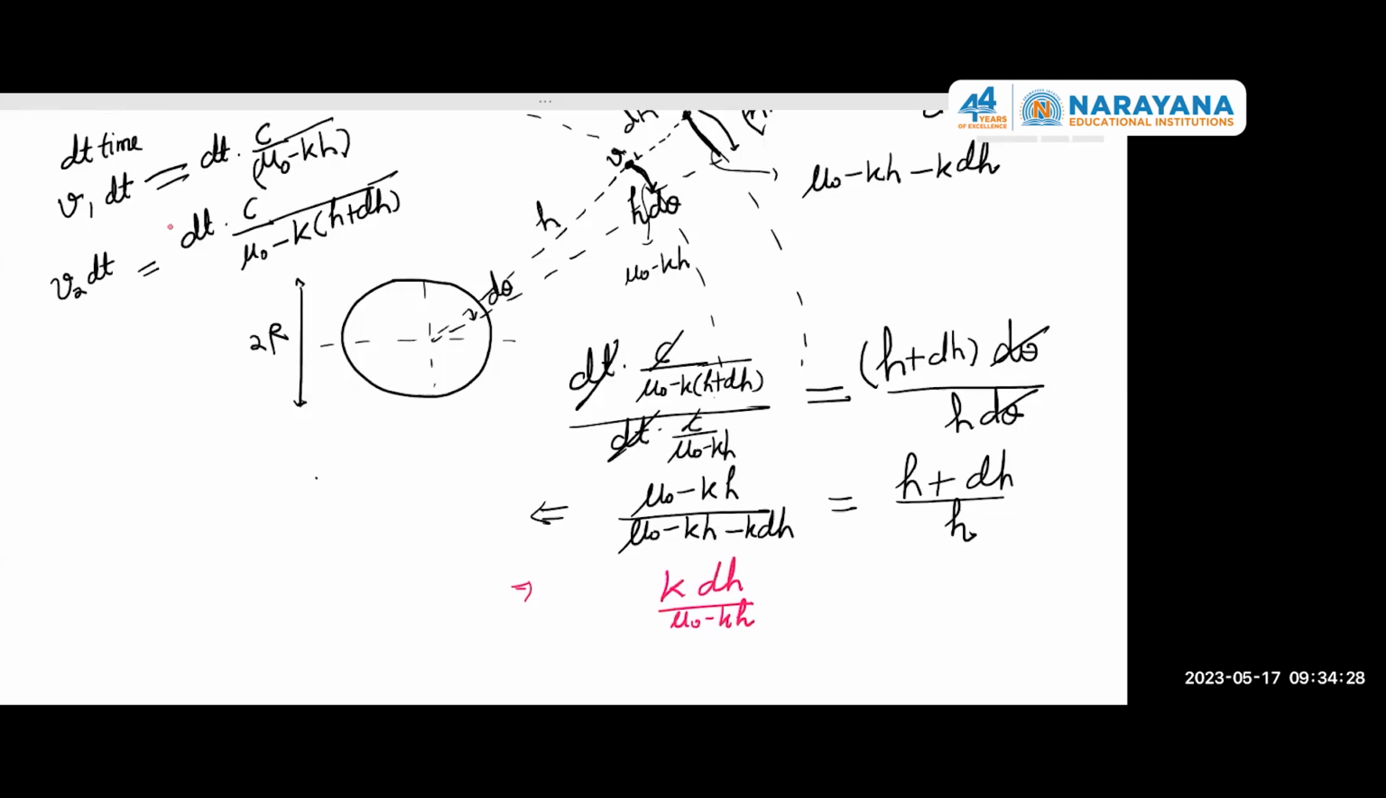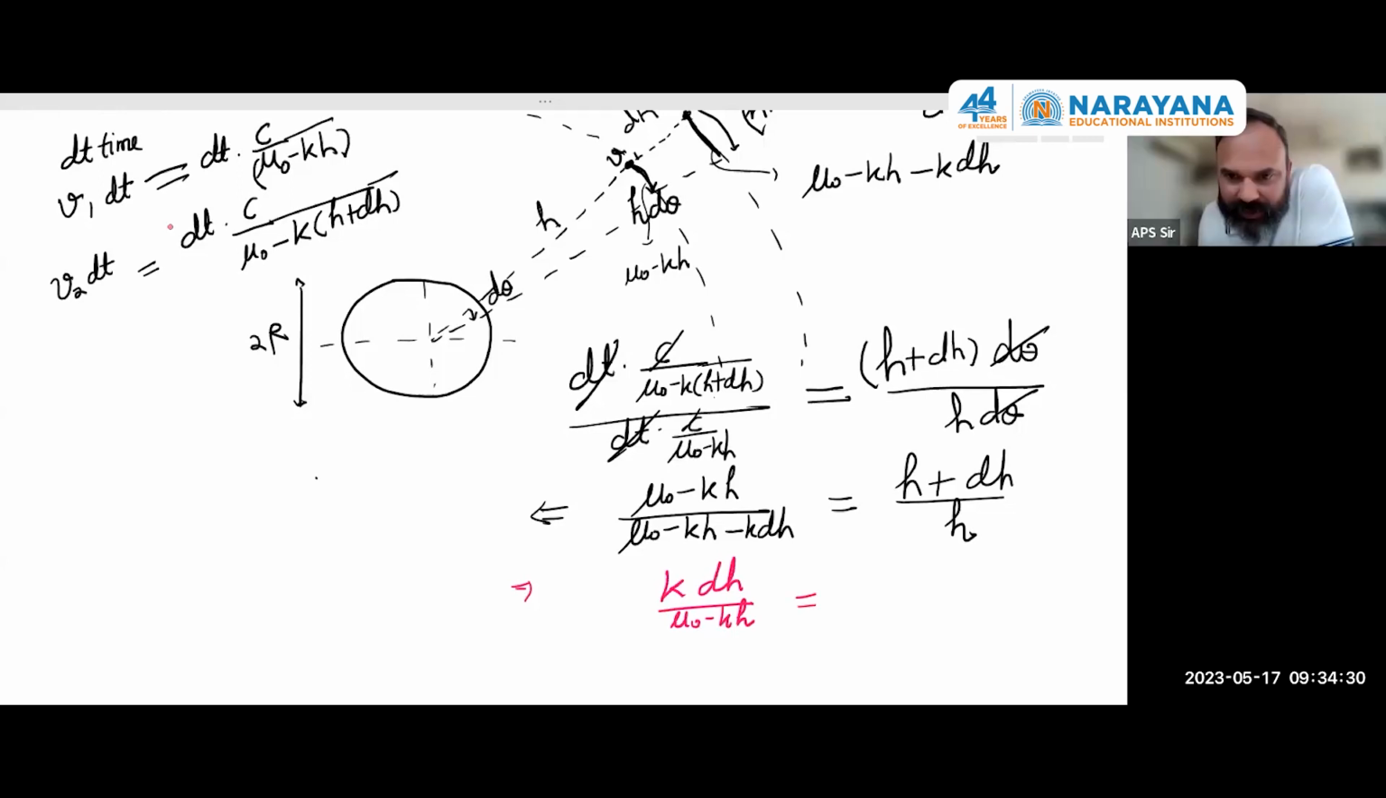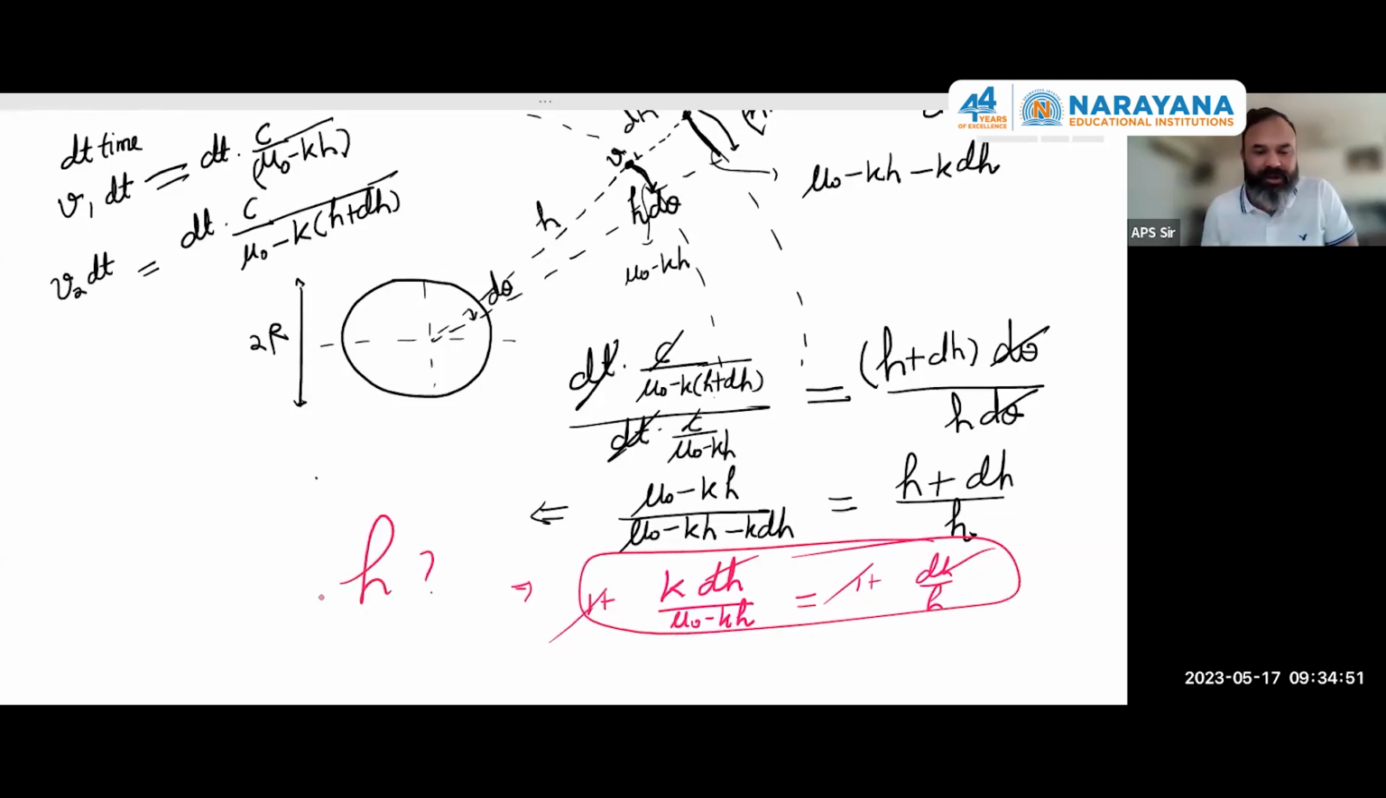Yes, sir. LHS. And that is again 1 plus, and this is 1 plus dH upon H, and H H cancel, dH cancels, and solve for the result. You'll get your answer. Just take the binomial approximation properly. So you have divided by mu naught minus KH, and then the power will come into the numerator, and 1 plus nx I have written. So you'll get my answer. So you'll get the value of H.